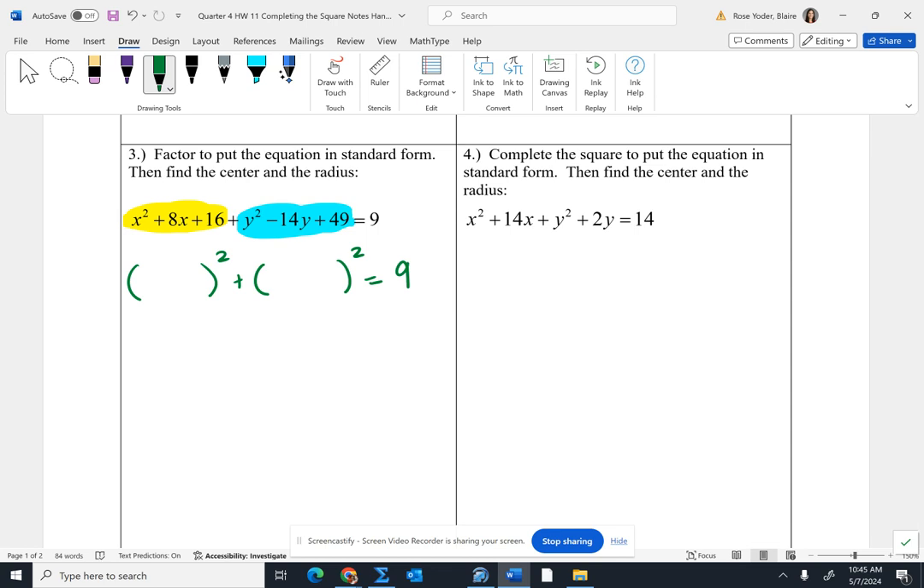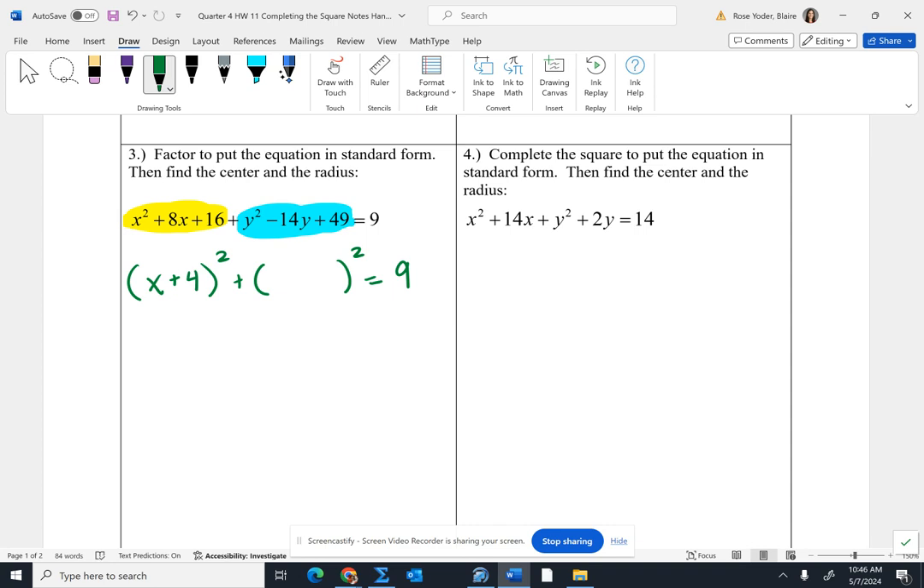So I'm going to do the yellow part. I'm going to try it without making a box this time. So I'm going to take my 8x and split it into two equal parts, 4 and 4. And 4 times 4 does give me 16. So it looks like x plus 4 squared will be the combination that works.